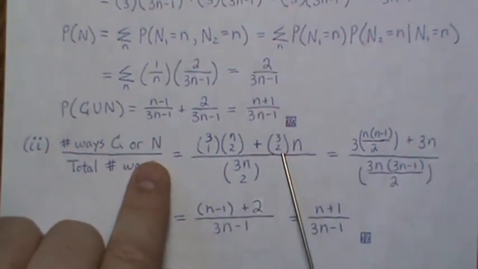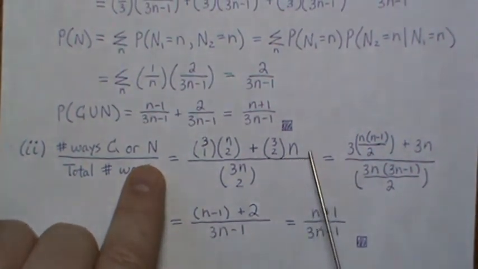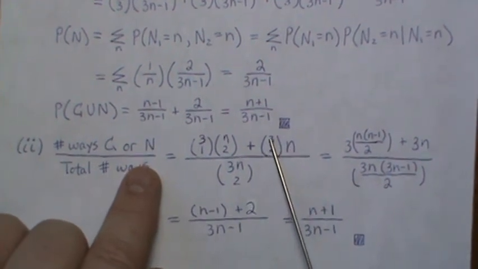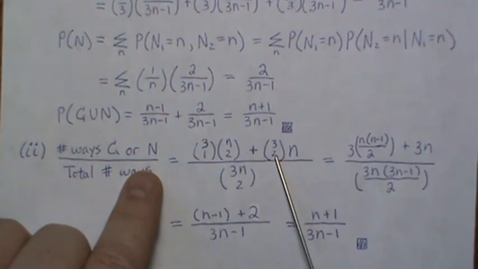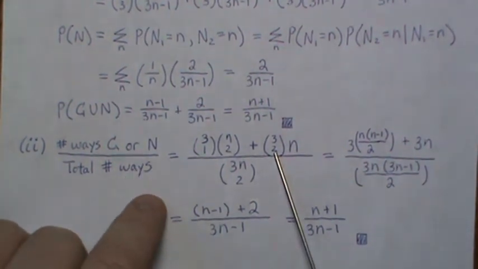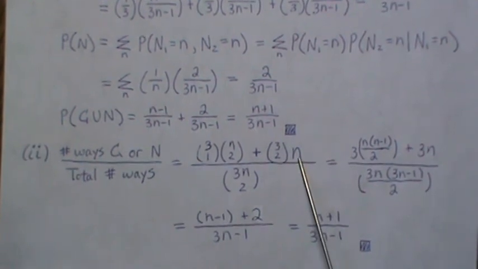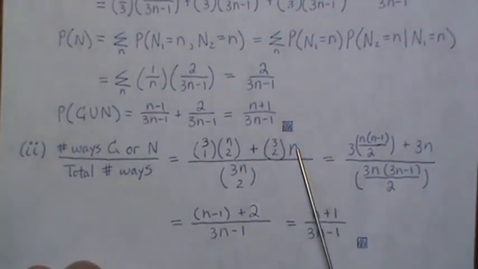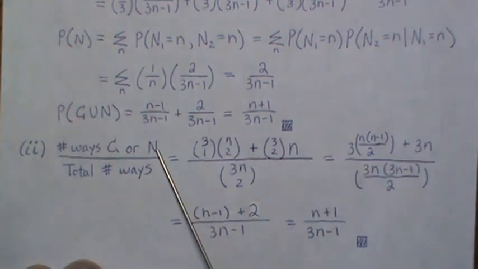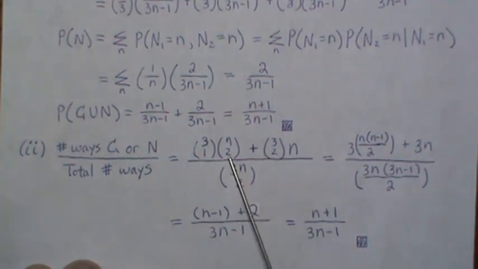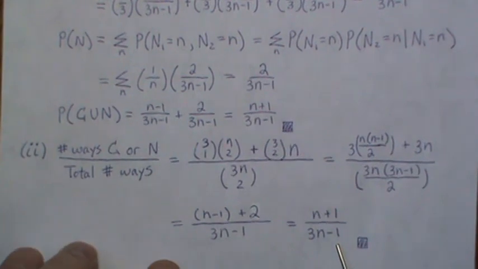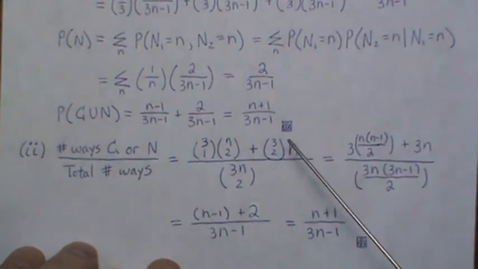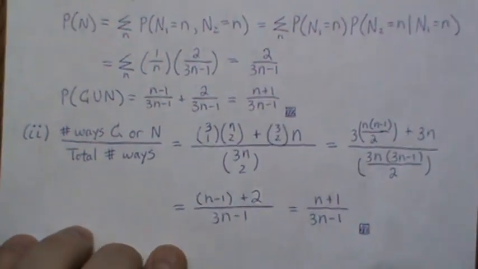Now the number of ways to have the same number is, well, of the 3 colors, we want to pick 2 of them. Right? And then once we have the 2 colors, we want to randomly pick a number, and there's N possible ways. So this is the number of ways to have the same number. And then when you simplify that, you get this, right? This is combinations. It simplifies to this, and then simplifies to N plus 1 over 3N minus 1, which is what we got here. It's the same thing.